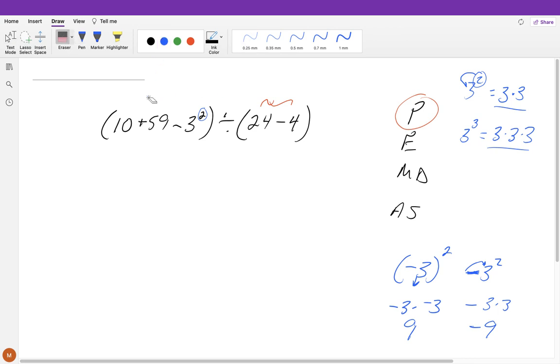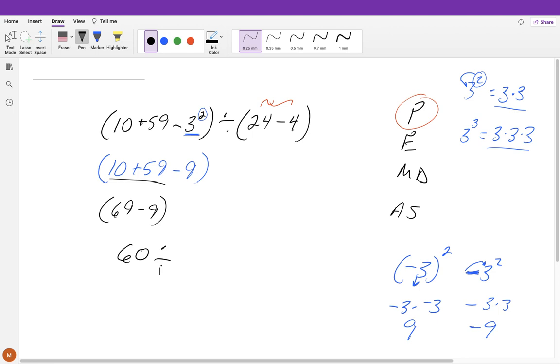So the first thing within this parentheses to the left-hand side I'm going to do is square that 3. So now it becomes 10 plus 59 minus 9. And now we're just adding and subtracting. So 10 plus 59 is 69. So it becomes 69 minus 9. And 69 minus 9 is 60. So it's now 60 divided by.